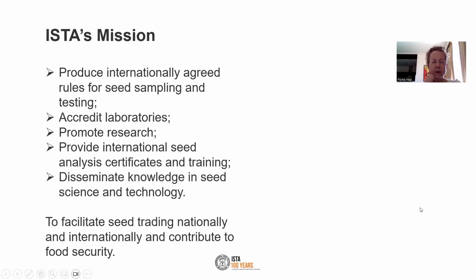ISTA's mission is to produce internationally agreed rules for seed sampling and testing. And of course, the updated version of the rules is published every year in the International Rules for Seed Testing. ISTA also accredits laboratories, promotes research, provides international seed analysis certificates and training, and disseminates knowledge in seed science and technology. And all of these activities together facilitate seed trading nationally and internationally and contribute to food security.